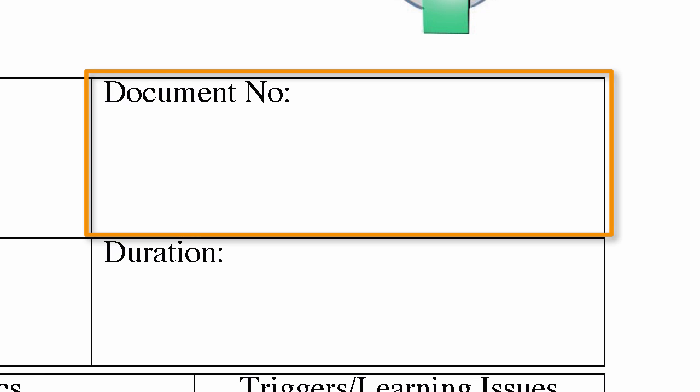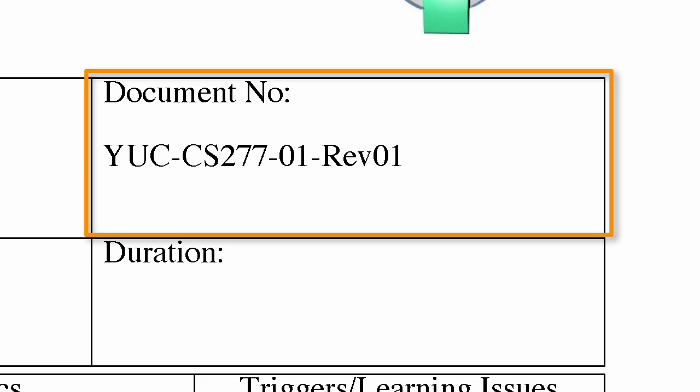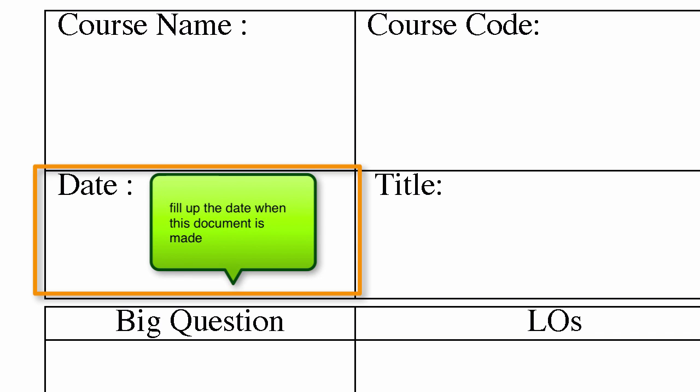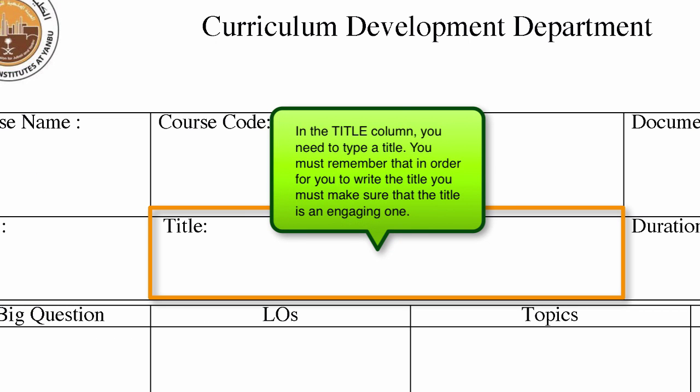CS277. In the document number column you type in the name of institution you are working, the 5 to 6 digit course codes and the number of problem statement, for example, YUC-CS277-01-Revision 01. In the next column you must fill up the date of when this document is made, for example, February 7, 2016. In the title column, you need to type a title.